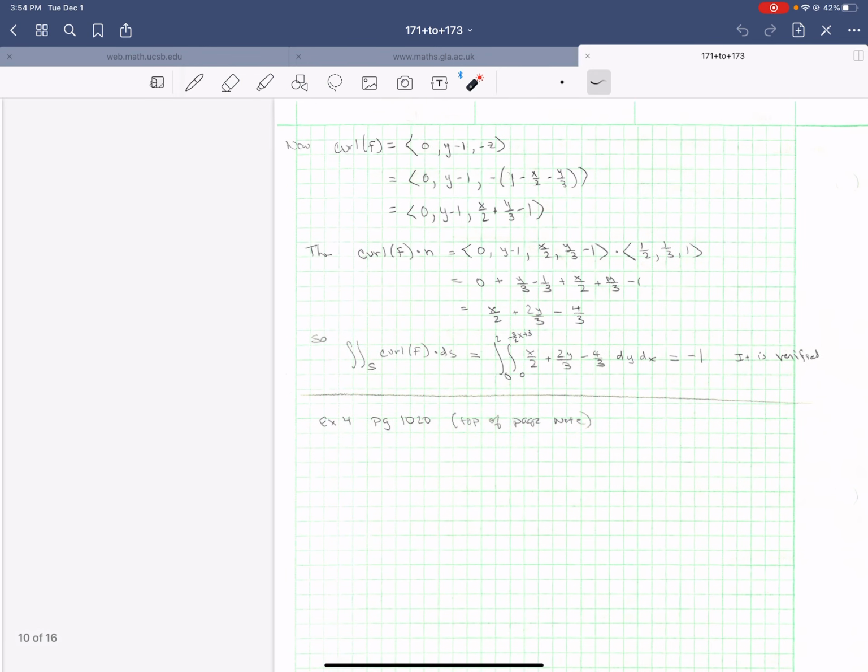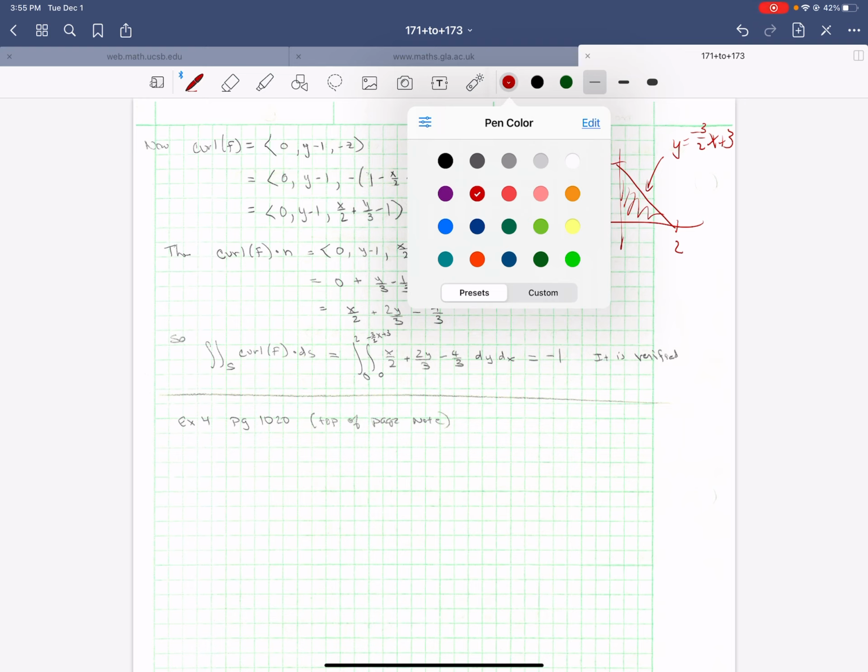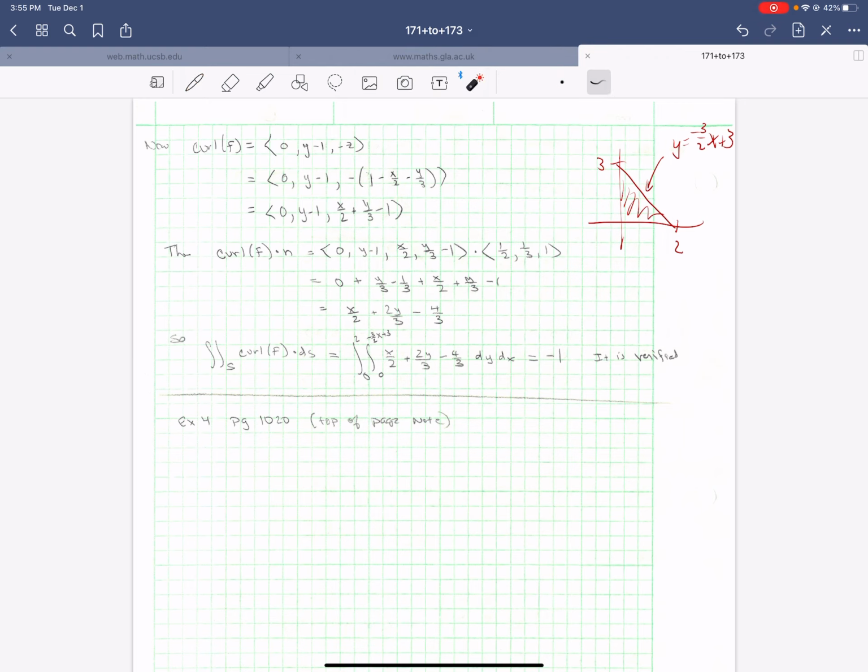And so then, since that's the case, I'll draw it over here. This is 2, this is 3, there we have that. This is the line y equals negative 3 halves x plus 3, and that's my patch on the floor. And so if I line this up here with the dy and dx, then y goes from 0 to that line, and then x gets to run the whole gamut, and that's 0 to 2.